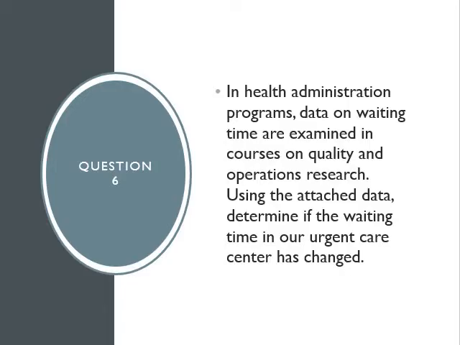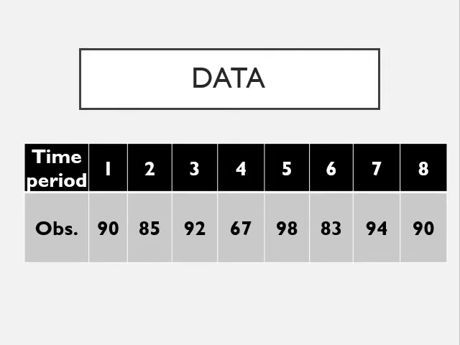This is my Teach 1 assignment to go over a Tukey control chart. Specifically, I'm answering question 6. In health administration programs, data on waiting times are examined in courses on quality and operations research. Using the attached data, determine if the waiting time in our urgent care center has changed. This is the data that we were given to solve the problem, and as you can see, we have 8 time periods with given observations for each time period.